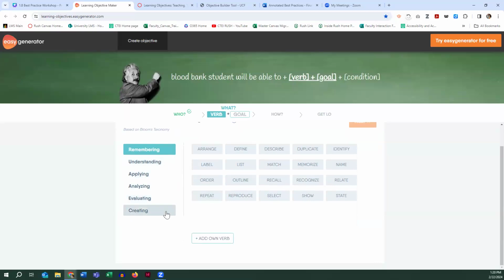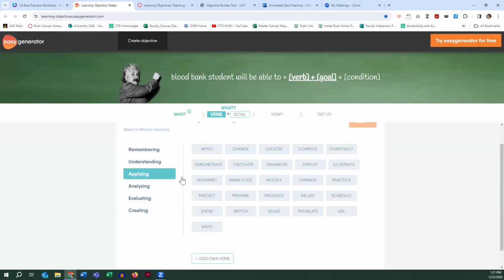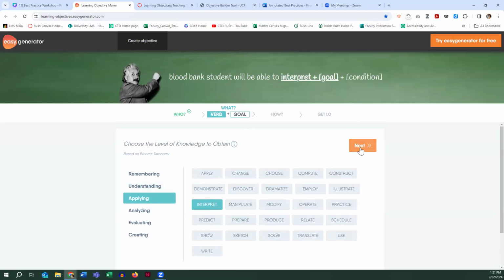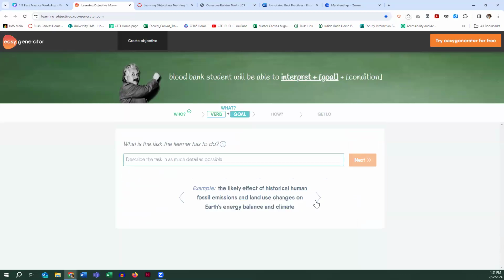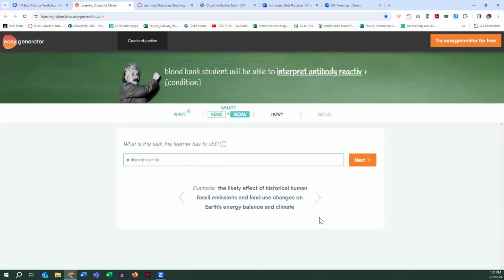Let's see what happens if we click on the other ones besides remember, because I think this is really cool for everyone to see. But let's use applying, and I would say interpret. Great. So we're going to apply and interpret. We'll go to next. And then let's say antibody reactivity in testing.